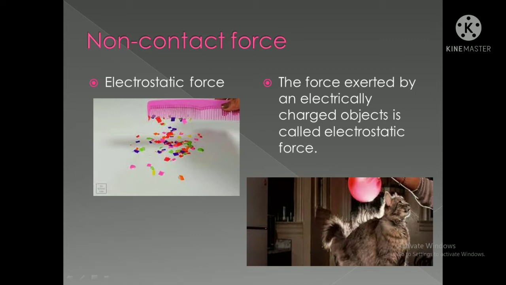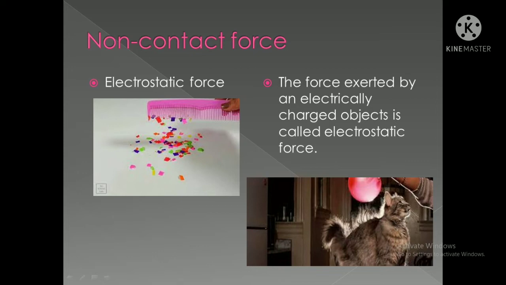Non-contact force: first is electrostatic force. What is shown there actually? In these two diagrams, can you imagine, there is a comb and some pieces of paper are attracted to the comb. And here you can see another picture, where the cat is being attracted to the balloon.